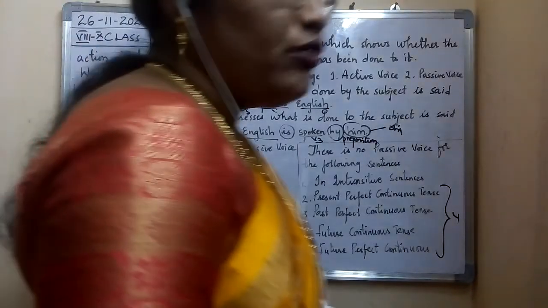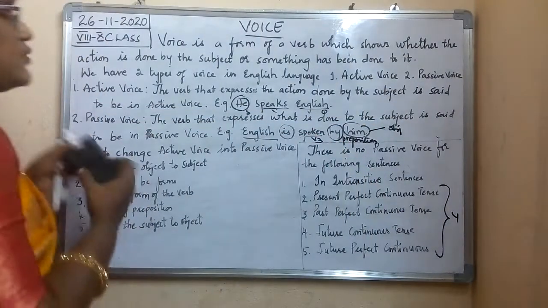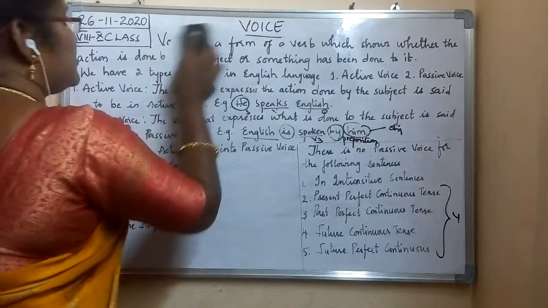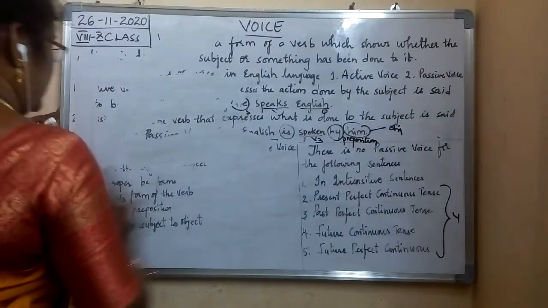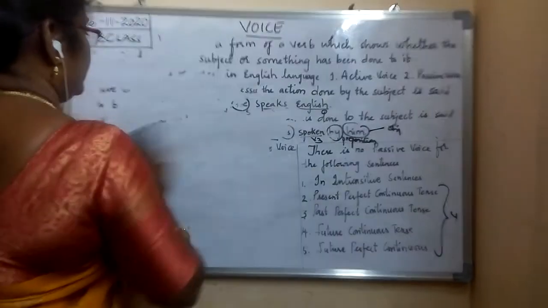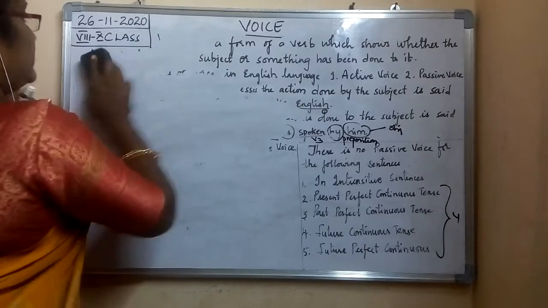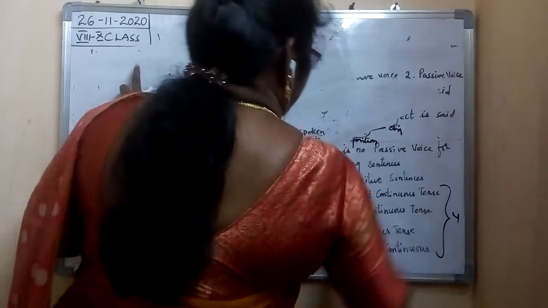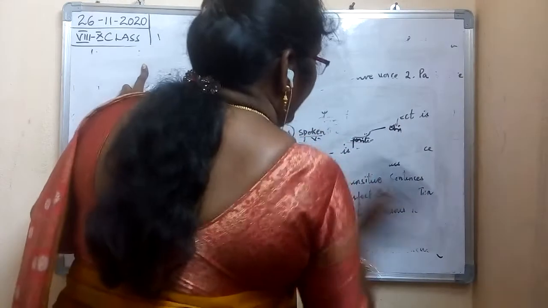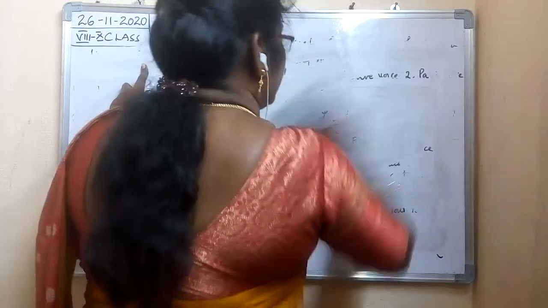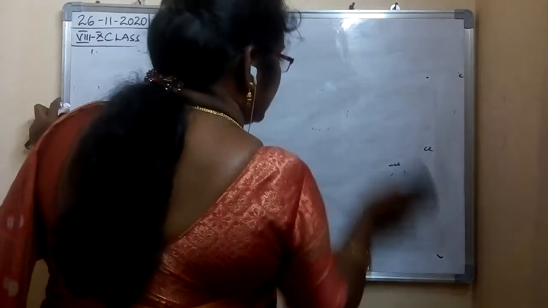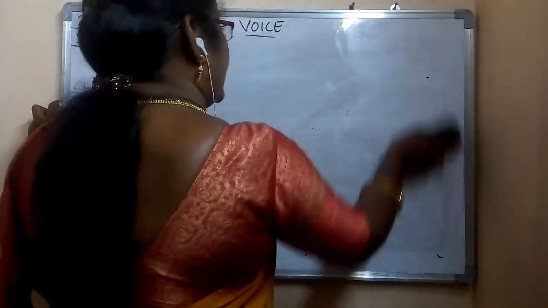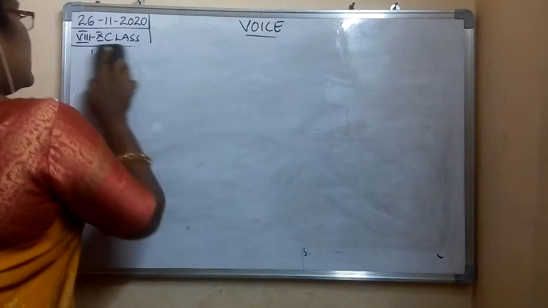Now I am going to write structures of 8. So in voice, how many structures are we using? 8 structures. So now I'm going to write those 8 structures. After that I'm going to explain. First I will write the sentence as well as structure.